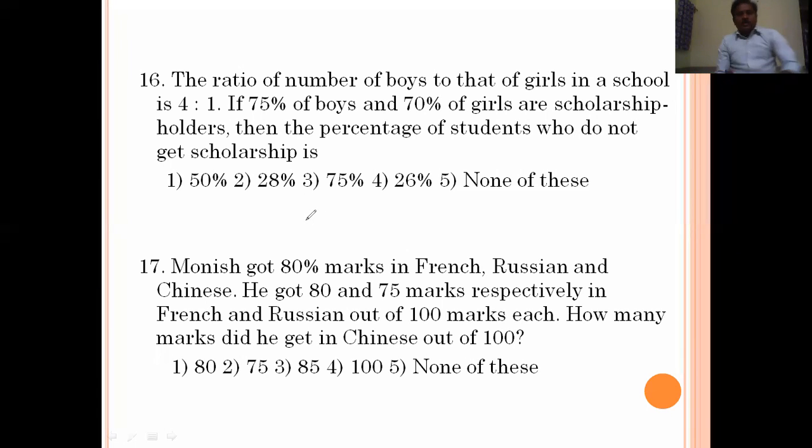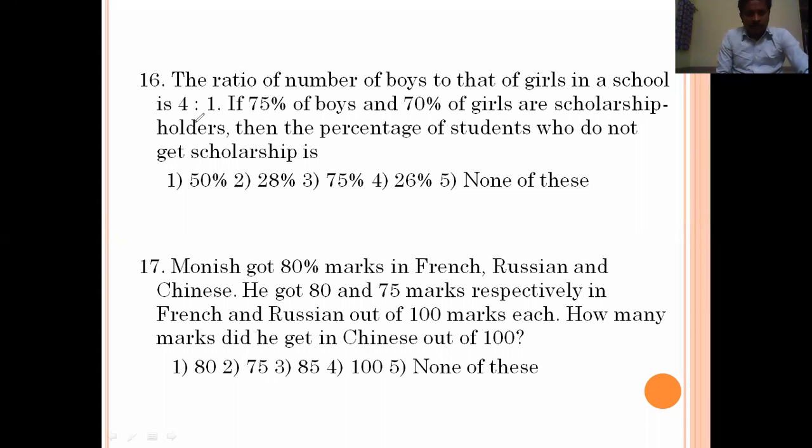Next. The ratio of the number of boys to that of girls in a school is 4:1. If 75% of boys and 70% of girls are scholarship holders, then the percentage of students who do not get a scholarship is?